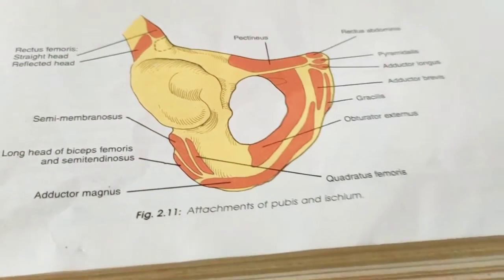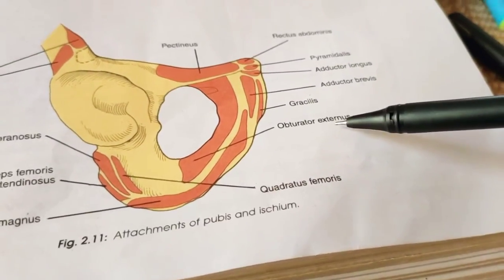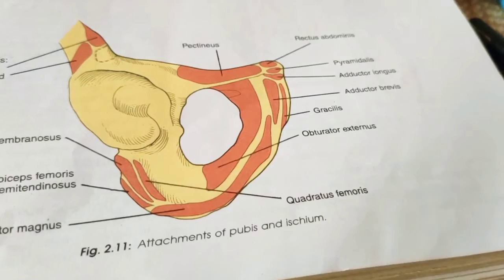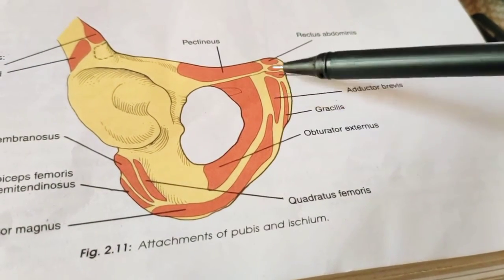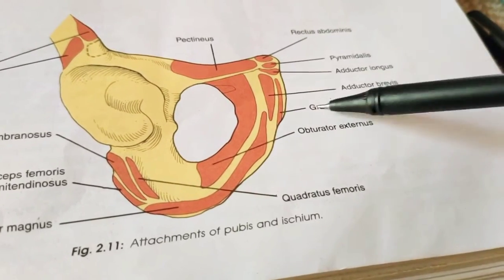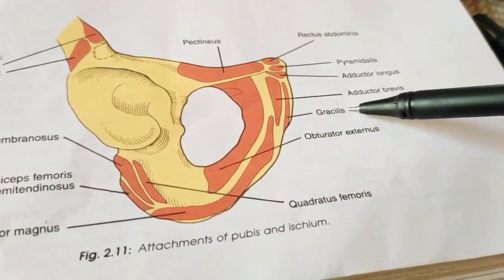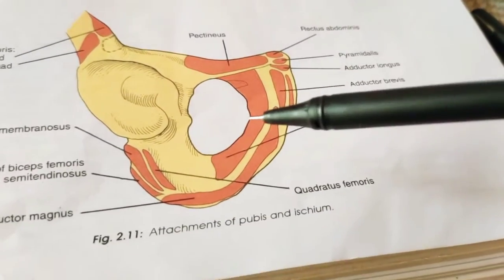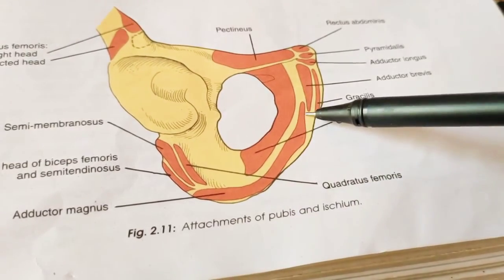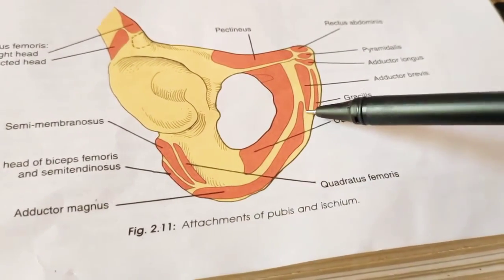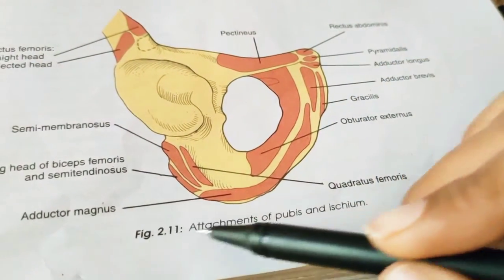You can see this conjoint tendon and what the muscles are. On the outer margin you will see the obturator externus muscle. And you will see the adductor brevis, which is chiefly coming from the pubic ramus, and also the gracilis muscle just below it, also chiefly from the pubic ramus. Whereas the adductor magnus is chiefly coming from the ischial ramus. So what is the chief muscle of the ischial ramus? That is the adductor magnus.